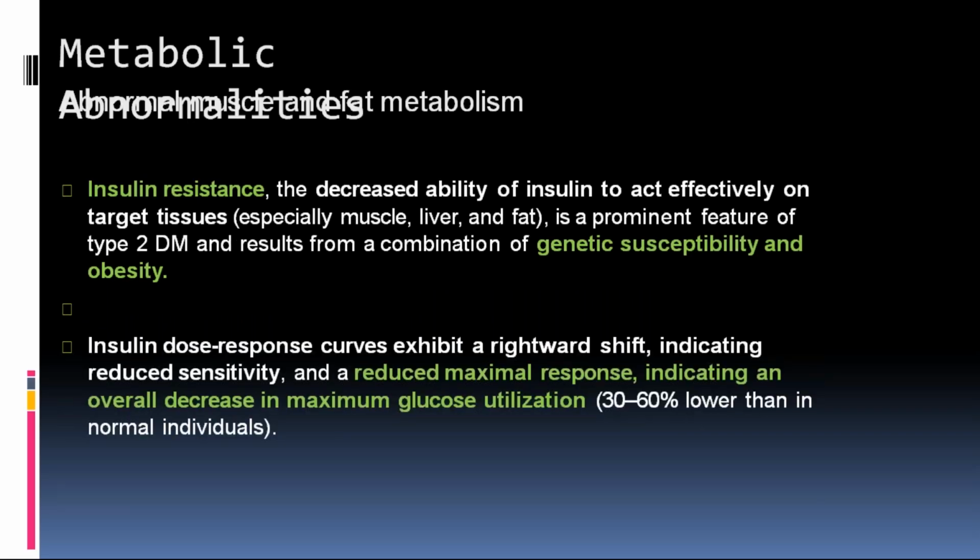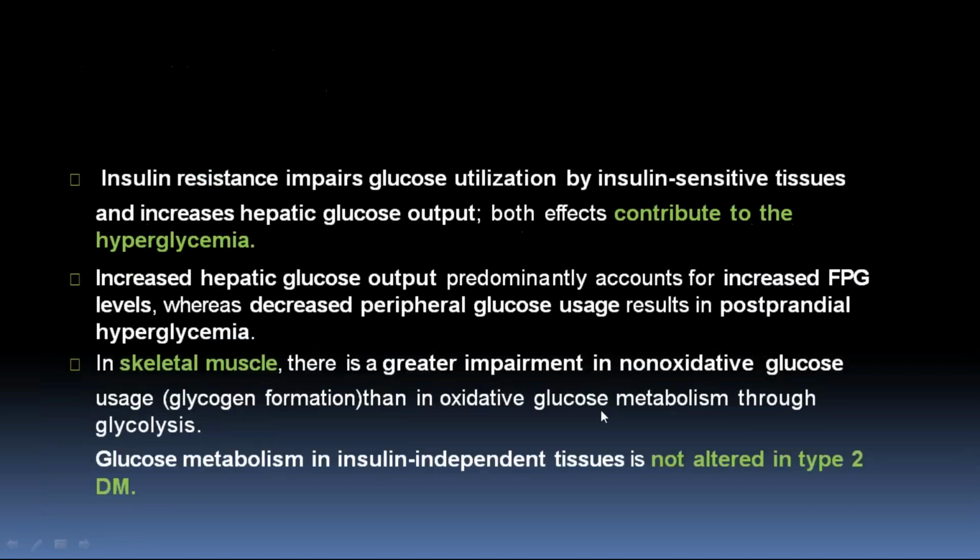So coming to metabolic abnormalities, here the fat and muscle metabolism. Insulin resistance, the decreased ability of insulin to act effectively on the target tissues, especially muscle, liver, and fat, is a prominent feature of type 2 diabetes mellitus and results from a combination of genetic susceptibility and obesity. Insulin dose response curves exhibit a rightward shift indicating reduced sensitivity and a reduced maximal response indicating an overall decrease in maximum glucose utilization, 30 to 60% lower than in normal individuals.